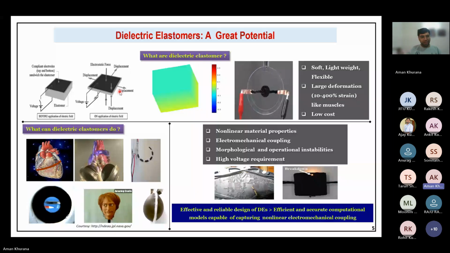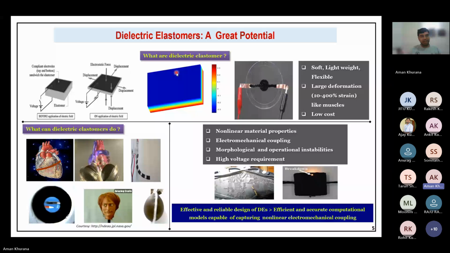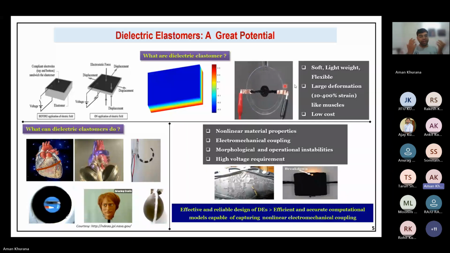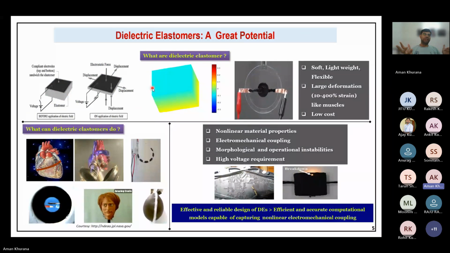So you can see from the graphic also how it is working. When the potential difference is applied, the membrane compresses in the thickness direction and expands in the areal direction. This deformation has been reported to reach well beyond 400%. It's a very large deformation. So this is dielectric elastomer. We understand what a dielectric elastomer is. It's a type of electroactive polymer, because when we apply the electric field, it gets actuated.